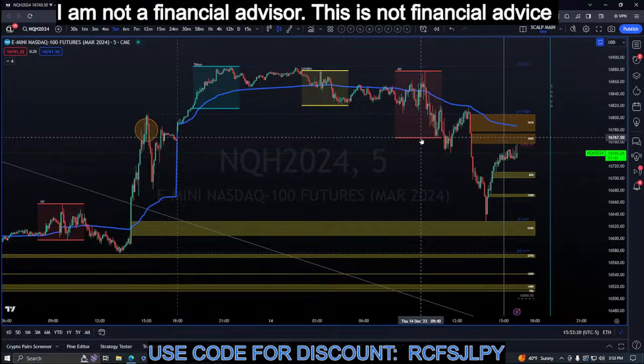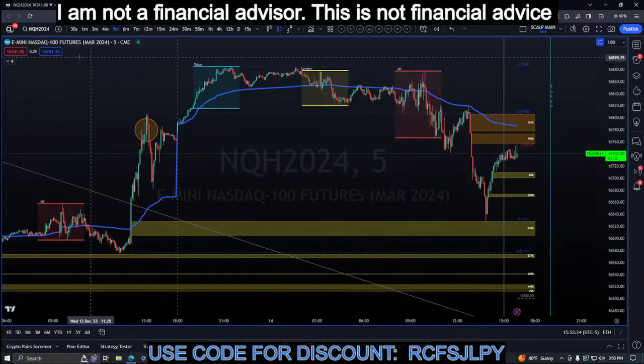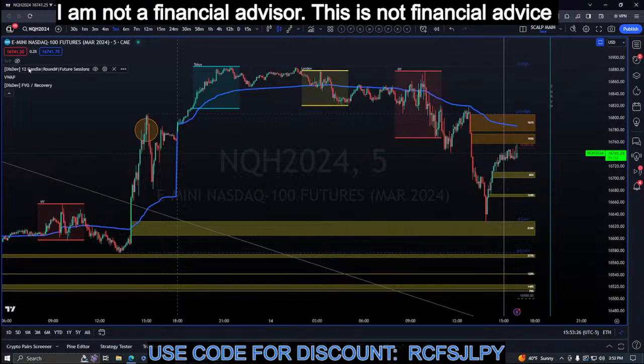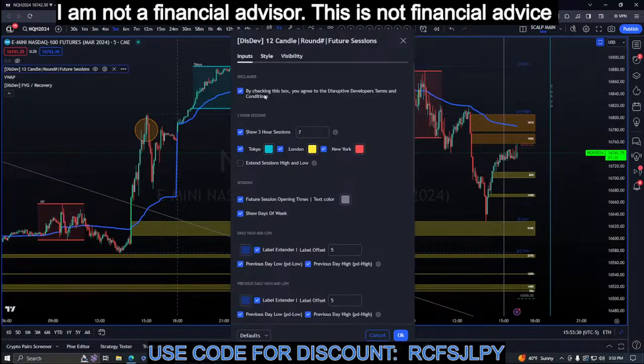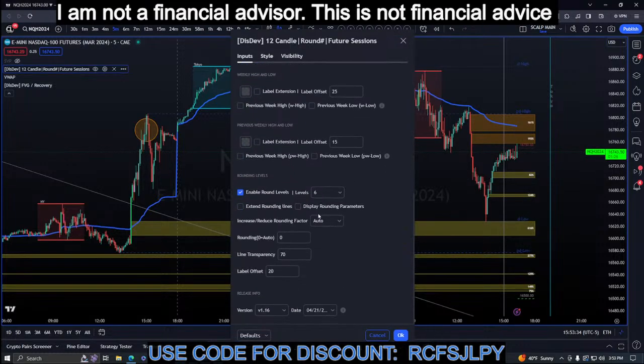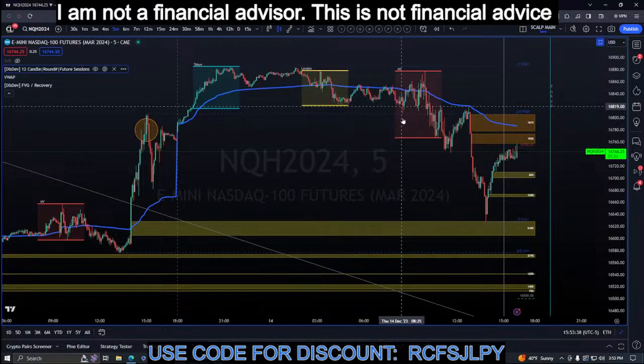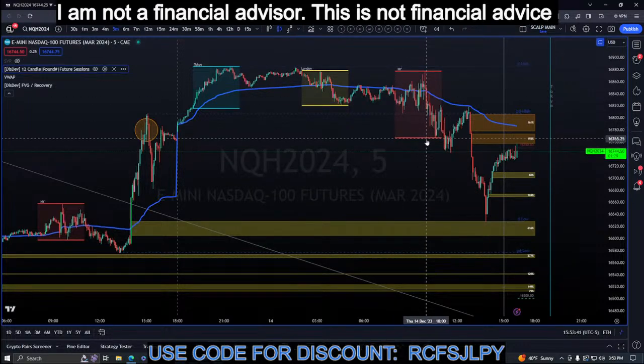But look, this is the 12-15 minute candle time zone indicator I have from Disruptive Developers. 12 candle round future sessions. Great indicator. If you're interested in that, just ask me in the comments. Anyway, I just realized this is at that level, and that's the bottom of the New York opening, the first 3 hours of New York being open.